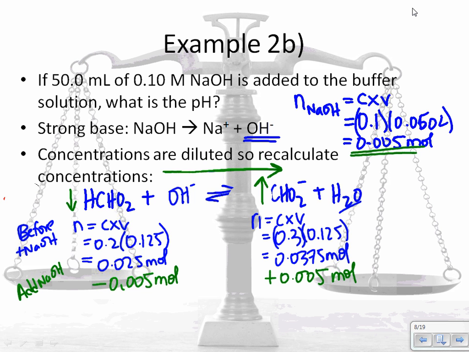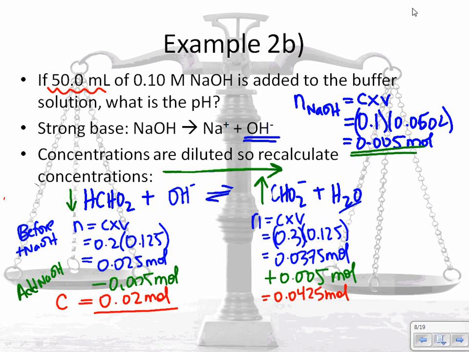So now when I calculate my new concentrations, I've got 0.002 moles of my acid. And when I add this up, I've got 0.0425 moles of my conjugate base. Now I can calculate the new concentrations, because now I can do C equals N over V. I divide by the new volume, which is the 50 mils from up here added to the 125 mils that I already had. So that's 175 mils.